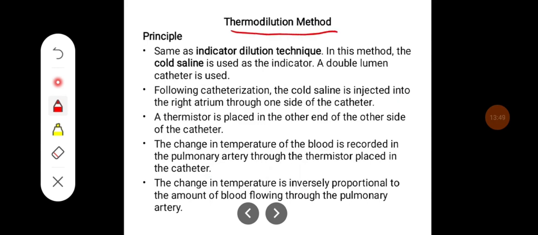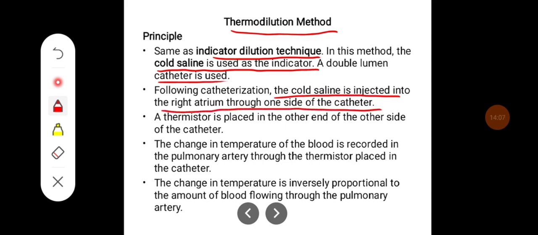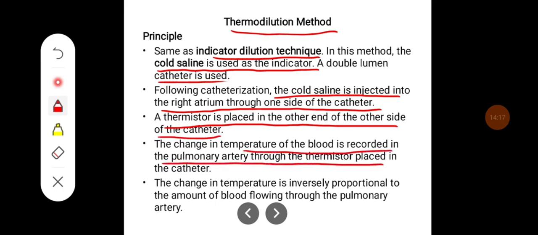Then, the thermodilution method. Here the principle is the same as that of the indicator dilution technique. In this method, cold saline is used as the indicator. A double lumen catheter is used. Following catheterization, the cold saline is injected into the right atrium through one side of the catheter. The thermistor is placed on the other side of the catheter. Change in the temperature of the blood is recorded in the pulmonary artery through the thermistor placed in the catheter. The change in the temperature is inversely proportional to the amount of blood flowing through the pulmonary artery.